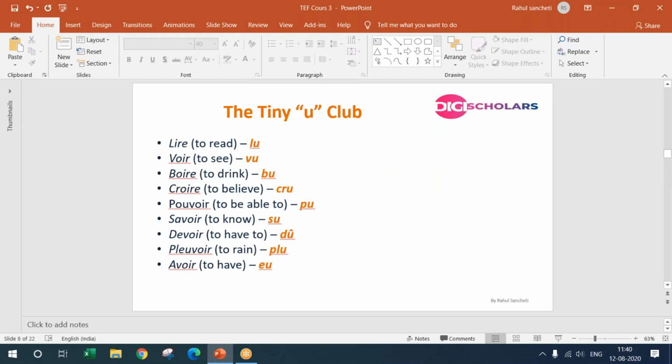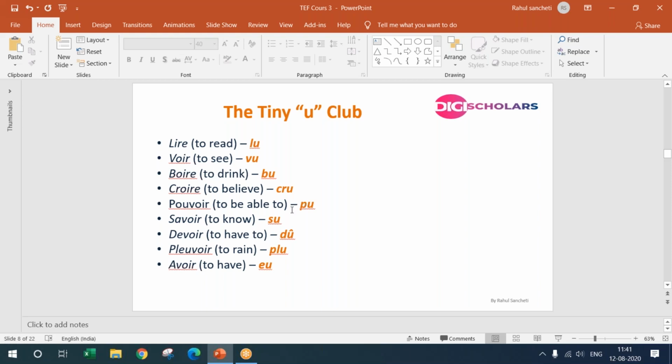Okay, so now the most important thing is, how do we remember the past participles? We have a rule for everyone, that is IR, ER and RE. For ER ending verbs, you add an E. For RE ending verbs, you add a U. For IR ending verbs, you just place an I. But a lot of verbs have exceptions here.